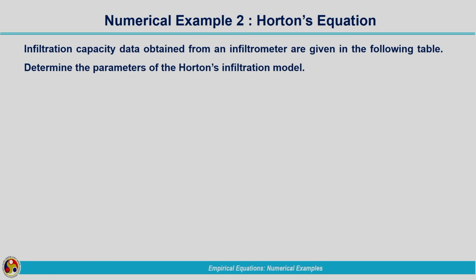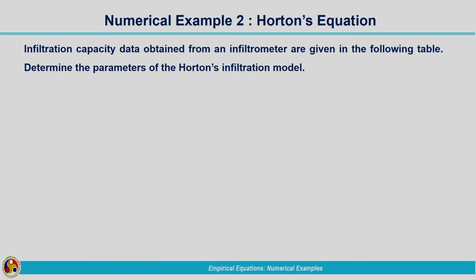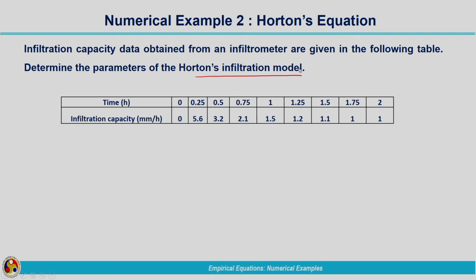The second example is related to Horton's equation, the second equation which we saw yesterday. The question is, infiltration capacity data obtained from an infiltrometer are given in the following table. Determine the parameters of the Horton's infiltration model. The infiltration data is given to you. Look at the data corresponding to infiltration capacity. Infiltration capacity is nothing but the infiltration rate. That is given over here.